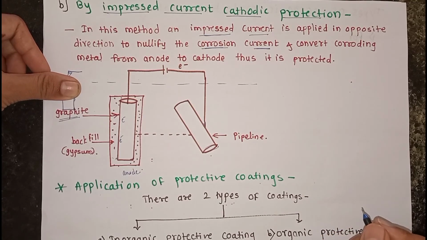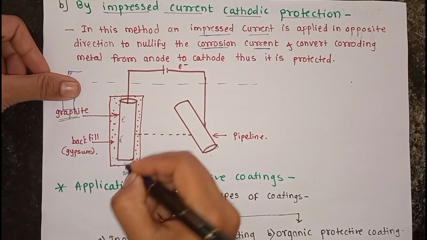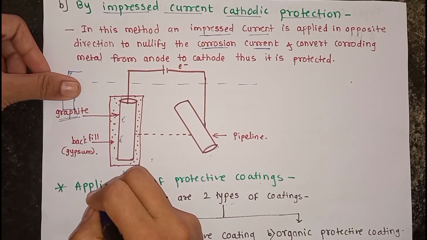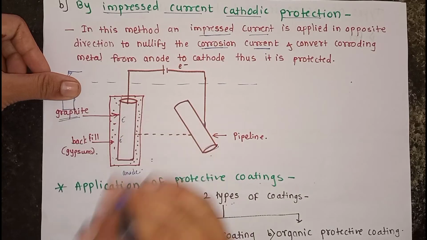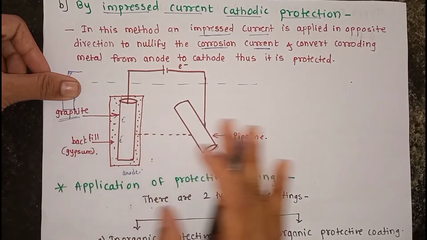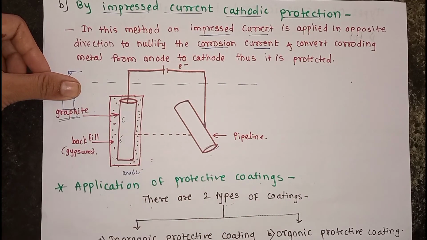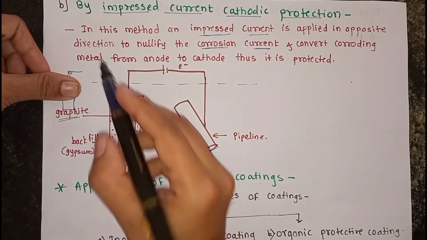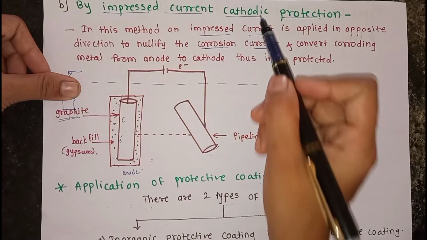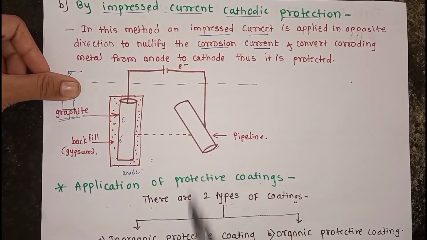So in impressed current cathodic protection, electrons are supplied from an external cell, so the object itself becomes cathodic. That's why this anode itself acts as a cathode. So they cannot lose their electrons and cannot be corroded. Okay, so this is the impressed current cathodic protection method.